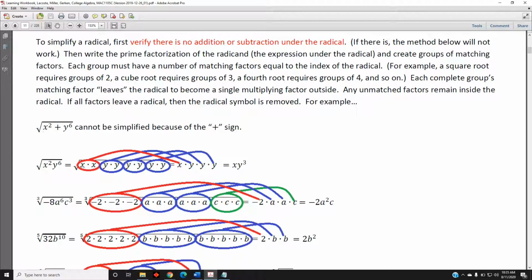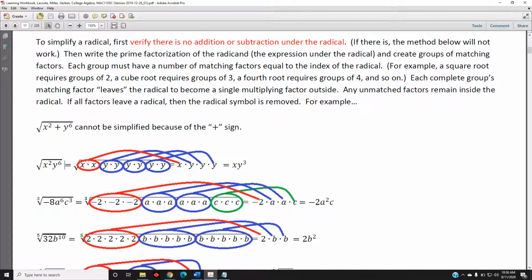X squared is written as x times x, and y to the sixth is written as y times y times y times y times y times y. Because this is a square root, the index is the hidden number 2, normally shown right here where my cursor is wobbling back and forth. Because the index is 2, we need groups of 2 matching factors.